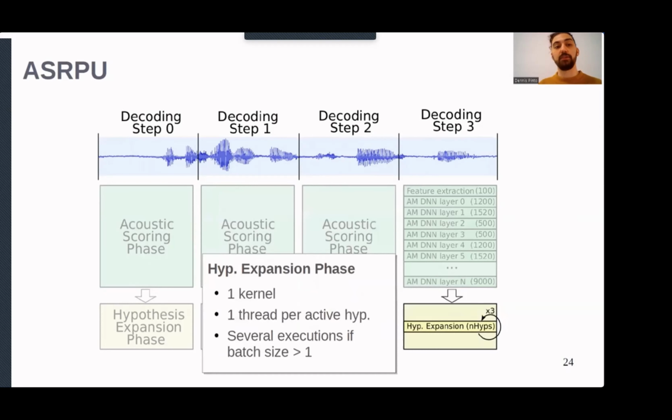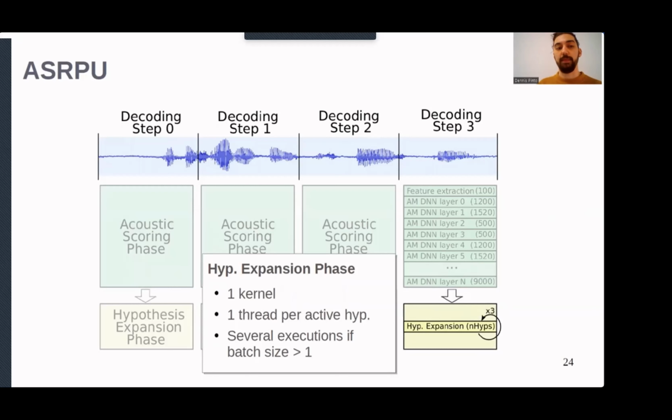After this phase, the accelerator enters the hypothesis expansion phase. It consists of the execution of a single kernel implemented by the programmer as well. The accelerator will launch an instance of this kernel for each active hypothesis. Again, each instance is executed as an independent thread, and the threads are executed in parallel in the hardware.